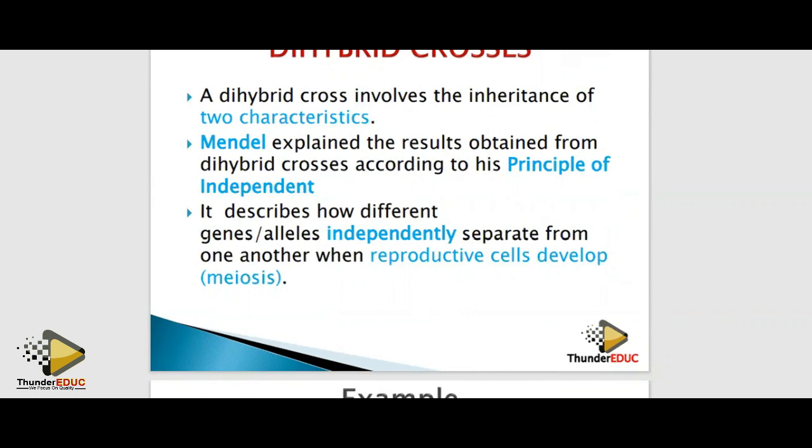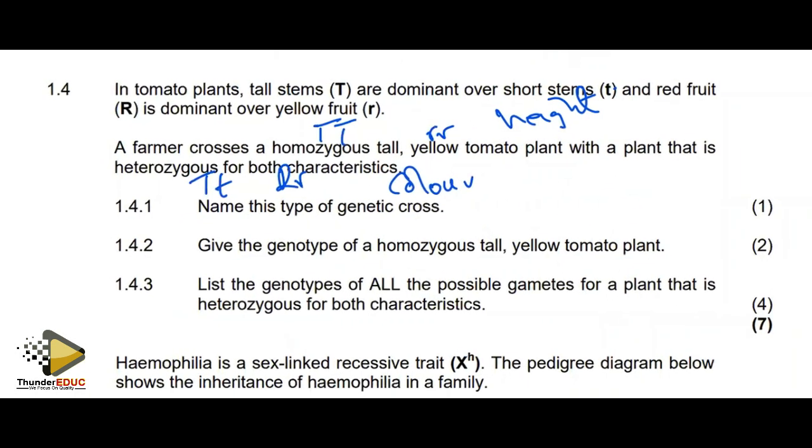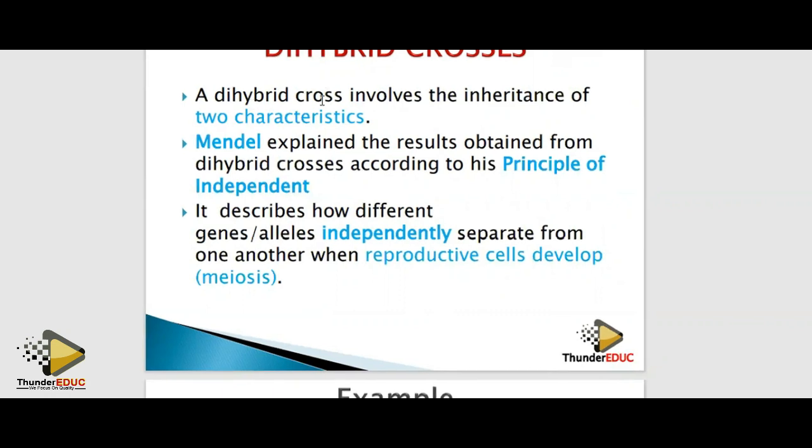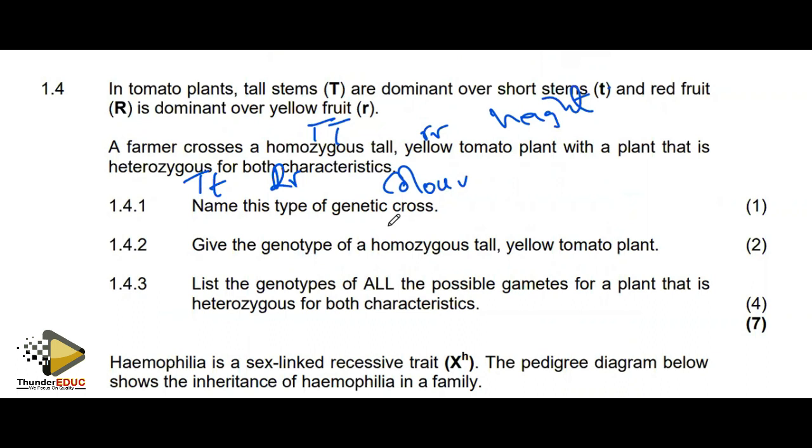Here we see that you have the height and the color, two characteristics. So in the dihybrid cross, a cross which involves two characteristics, they're saying give the genotype of a homozygous tall and yellow plant. We have seen homozygous tall, which is capital T, and then yellow, which is recessive. We said here it is recessive, so it's going to be small.